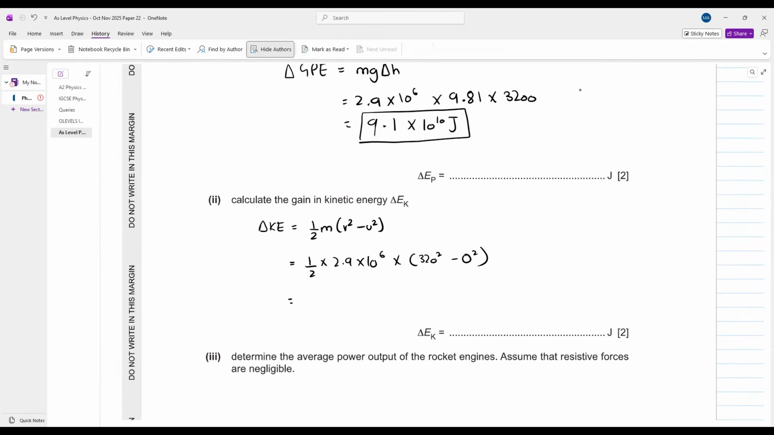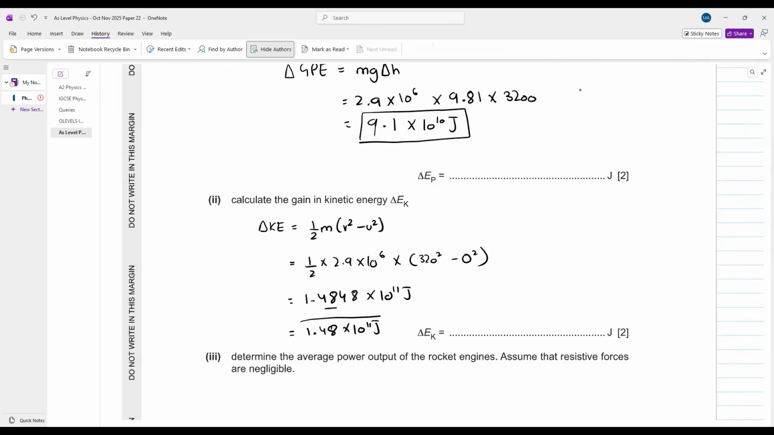Let's do that. 1 second. Yeah, this comes out to be 1.484 into 10 raised to the power of 11 joules. I will try to limit my answer up till three significant figures. 1.48 into 10 to the power of 11 joules.